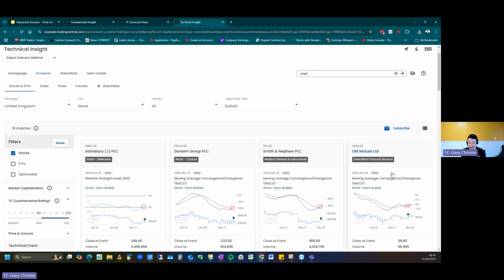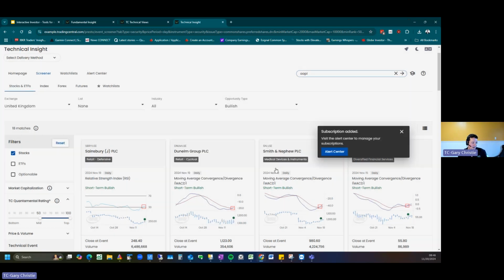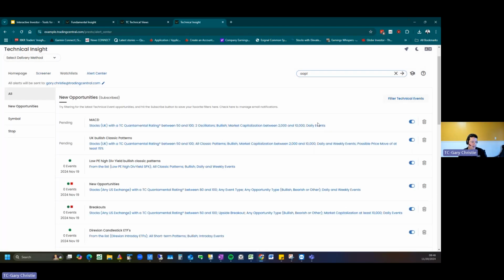This is really nice if you're in a neutral market or consolidation. We can still find some ideas. I can quickly subscribe to that and put MACD just for fun. Hit OK. It's in my alert center. It'll give me, again, always ideas.